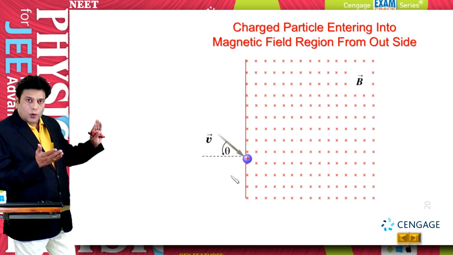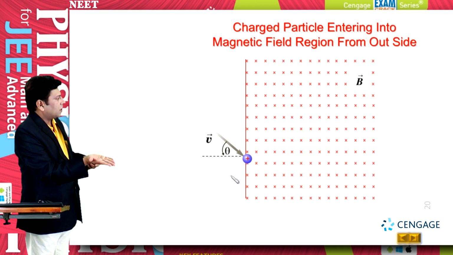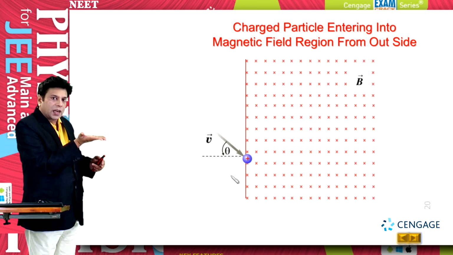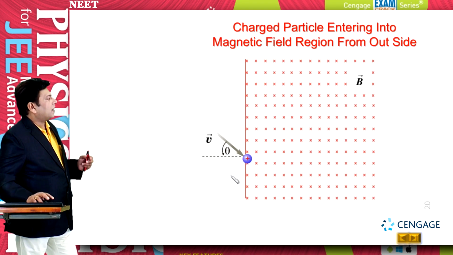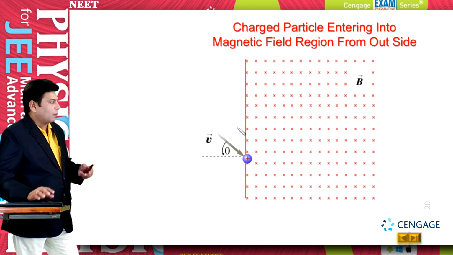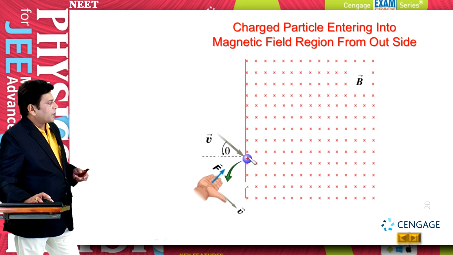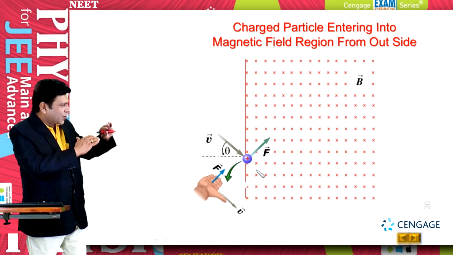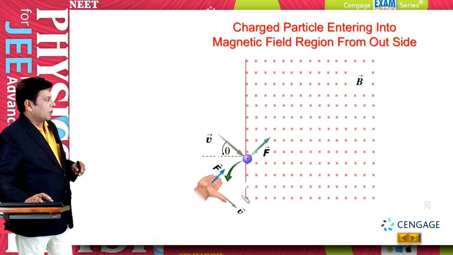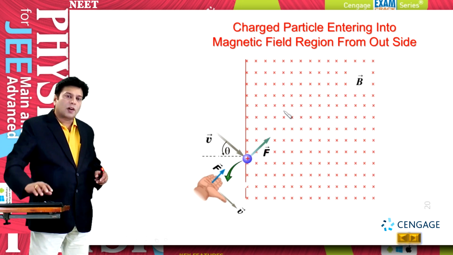If we apply the right hand rule, we orient the thumb in the direction of the velocity and the right hand fingers into the plane, that is the direction of the magnetic field. We find the direction of the force is in the direction of the palm like this. So the charged particle will experience force in this direction. That means the charged particle will turn in the upward direction. It will not move in the direction of the velocity. It will turn in the upward direction and it will complete circular motion.